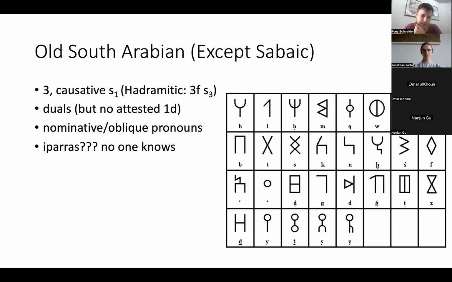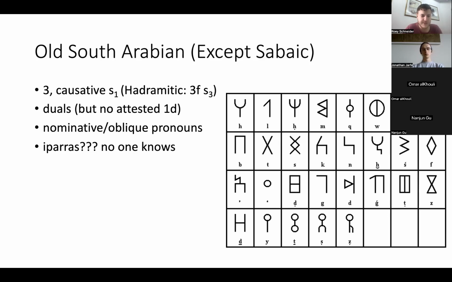Hadramitic is special because in the third person masculine pronouns, it has S1, so the sheen, and in the feminine, it has S3, so the samech, which, if you remember, is exactly the same as in modern South Arabian.